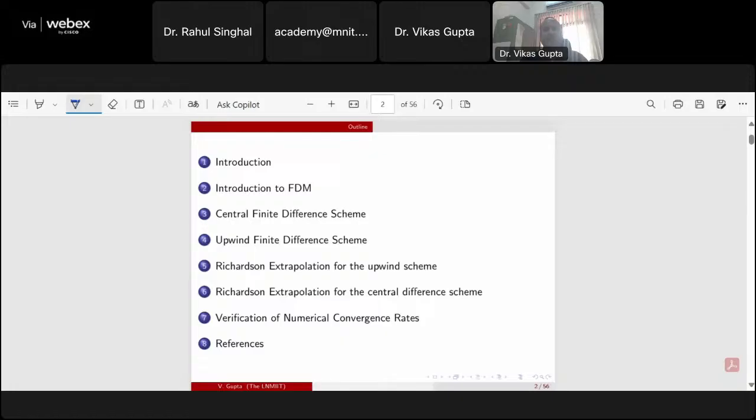And then for a test problem, I discuss how we can implement the central finite difference scheme and the upwind finite difference scheme. Now, to enhance the accuracy of the discussed finite difference methods, there are various techniques like Richardson extrapolation and deferred correction techniques. Among them, I will concentrate in this talk on the Richardson extrapolation technique, and we will discuss how we can verify the numerical order of convergence if the exact solution is known to us, and if the exact solution is unknown to us.